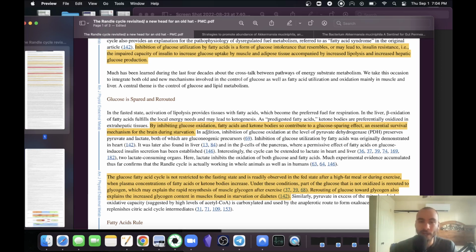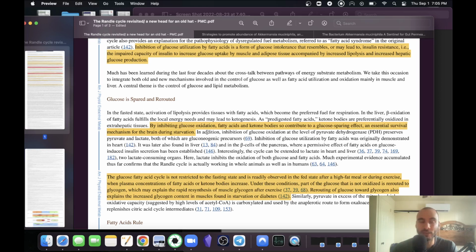So the rest of the body will essentially run on fatty acids to allow the central nervous system to oxidize that glucose. What they say here is that by inhibiting glucose oxidation, fatty acids and ketone bodies contribute to a glucose sparing effect, an essential survival mechanism for the brain during starvation. This is essentially what I just described. When you don't have enough glucose on board, fatty acid oxidation takes precedence in the vast majority of tissues, sparing that glucose for the central nervous system, which absolutely requires glucose to function appropriately.